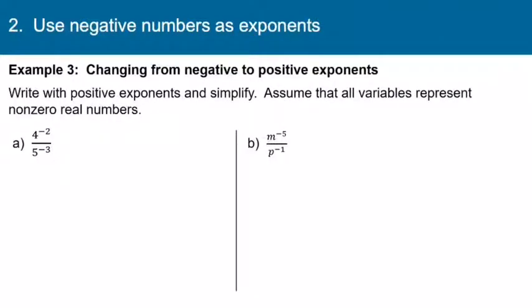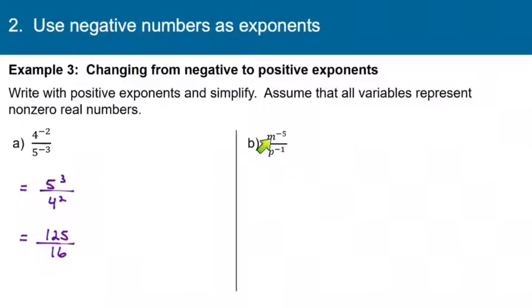So let's practice here with example 3. We want to write each of these with positive exponents and then simplify. Here we have 4 to the negative 2 over 5 to the negative third. Well, we know using our negative to positive rules that we can just take this 5 to the negative 3 and write it in the top with a positive exponent. And we can take this 4 to the negative 2 and write it in the bottom with a positive exponent. And now 5 to the third is 125, and then 4 to the second is 16. So our final answer is 125 over 16.